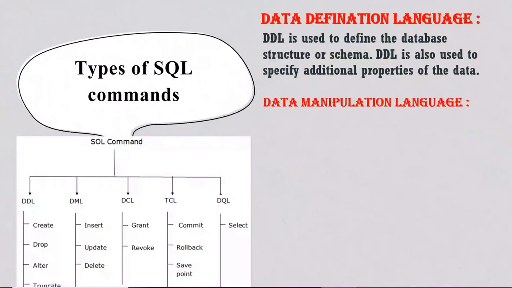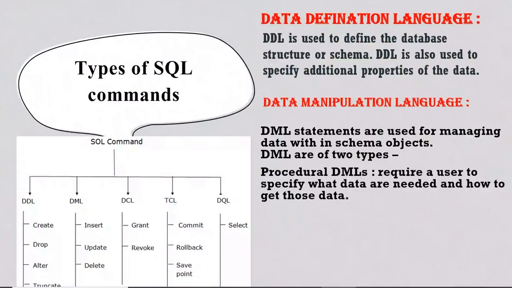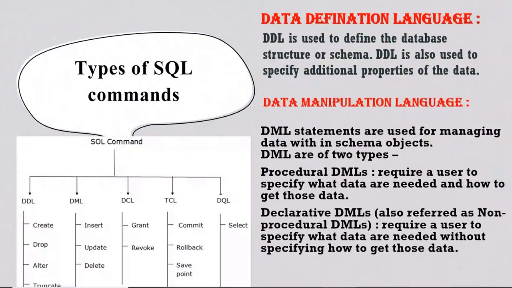Now, DML. DML means data manipulation language, which has insert, update, and delete. DML statements are used for managing the data within the schema objects. DML is of two types. The first one is procedural DMLs, which require a user to specify what data are needed and how to get those data. The second one is declarative DMLs, also known as non-procedural DMLs, which require a user to specify what data are needed without specifying how to get those data.